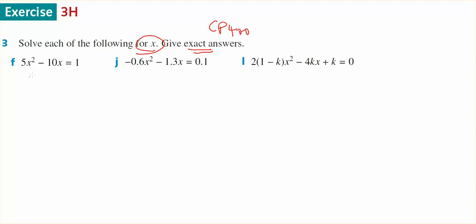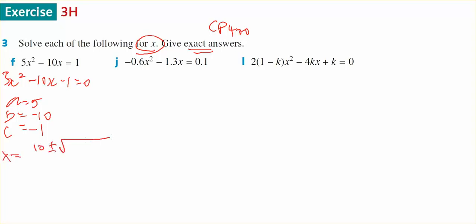I need it in the form of ax squared plus bx plus c, so I need to move the 1 over. So 5x squared minus 10x minus 1 equals 0. So a equals 5, b equals negative 10, and c equals negative 1. Therefore x equals minus b, so 10 plus or minus the square root of negative 10 squared minus 4 times 5 times minus 1, all over 10.